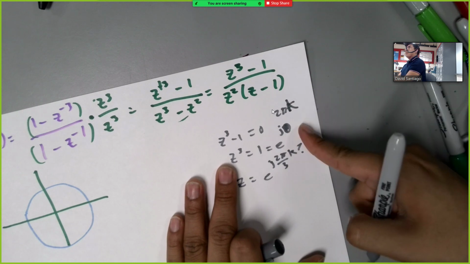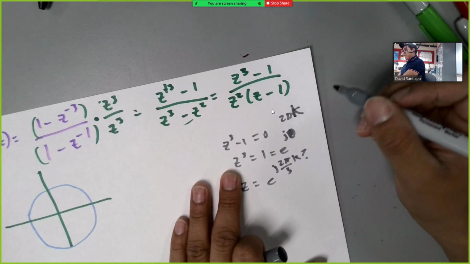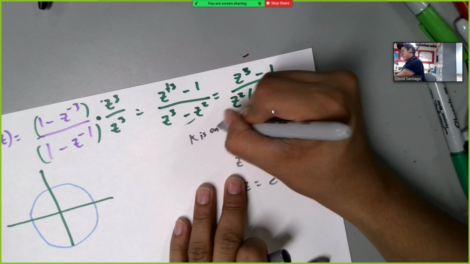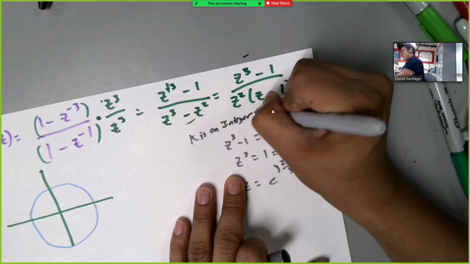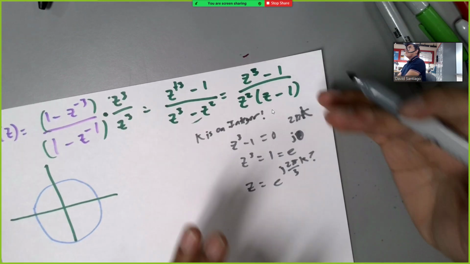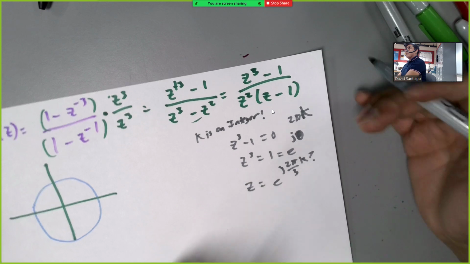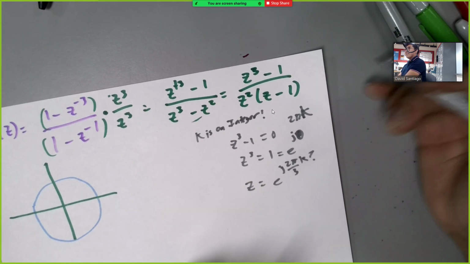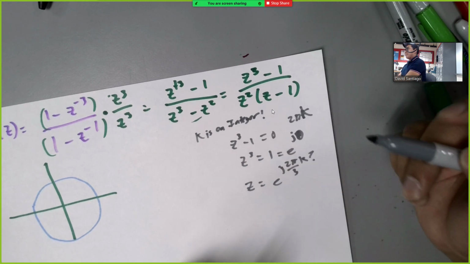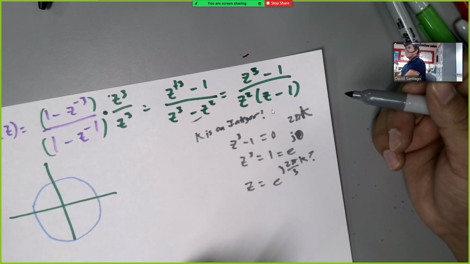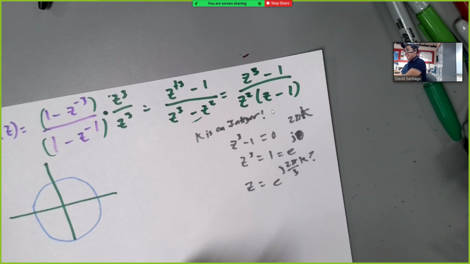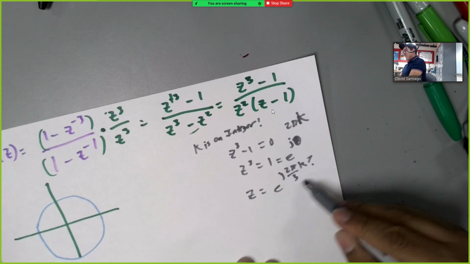Because, you know why? If K is an integer, then K can be 0, 1, 2, 3, right? What's 2 pi times 0? It's just 0. What's e to the j0? 1. What if K is 1? What's 2 pi times 1? 2 pi. What's e to the j2 pi? 1. We're just adding by 1. So you see this right there?